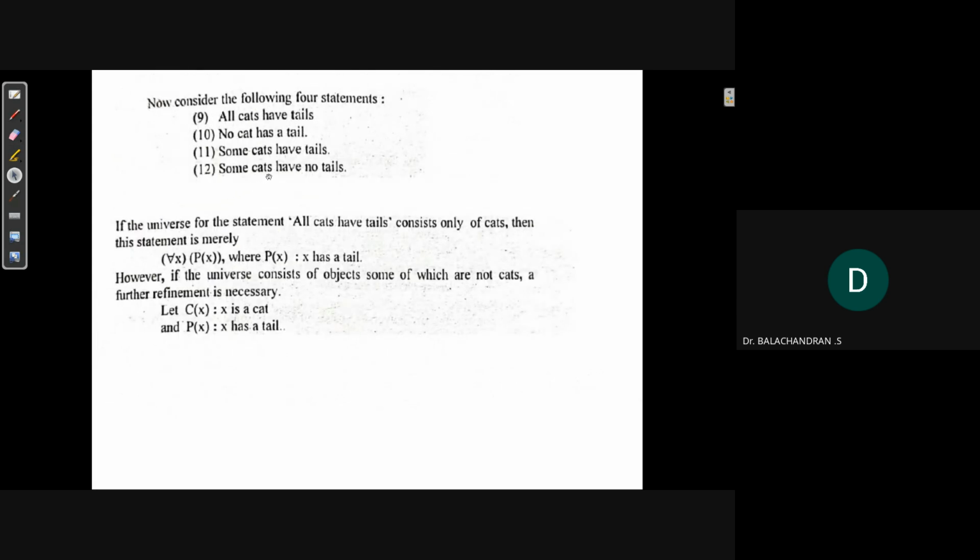The 12th one. Some cats have no tails. So there is an x such that x is a cat and x has no tail, and negation of P of x because it does not have a tail. That's why I put negation before P of x. So now these are the four statements.